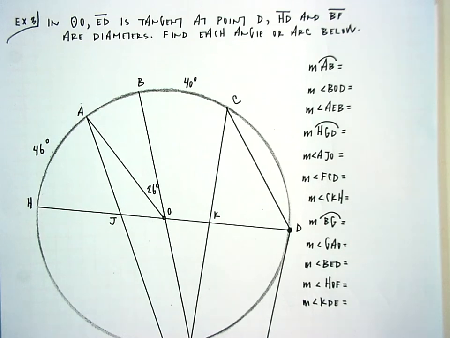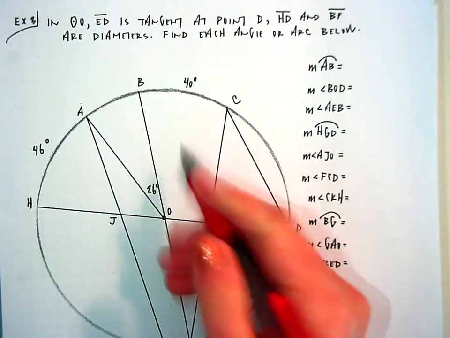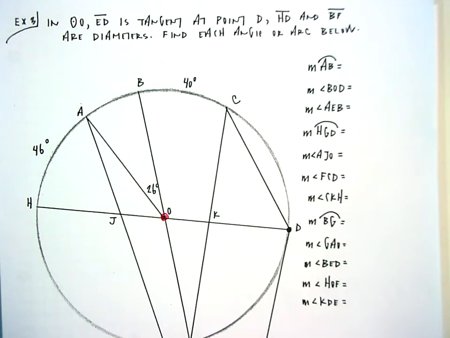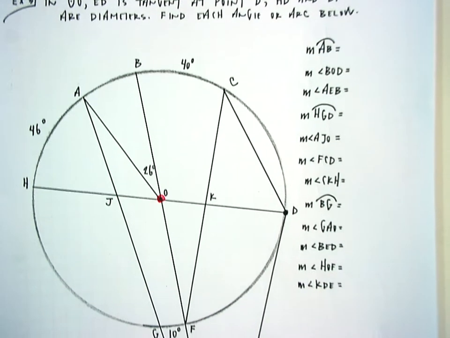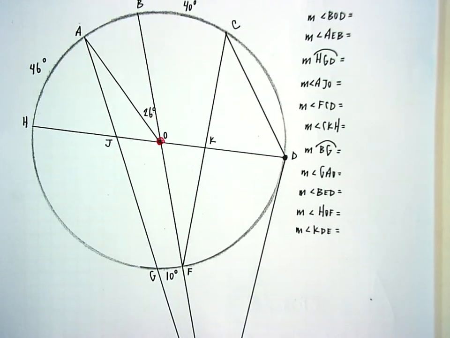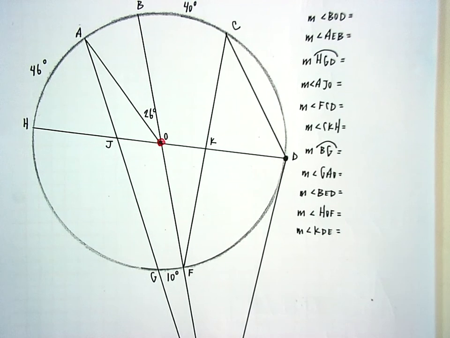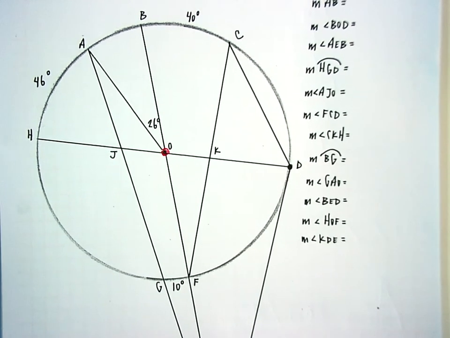And let's get started. Here I'm going to go over it. So here we're calling it circle O. O is the center of our circle. We know that ED is tangent at point D. So we know that that means it's making contact in one location. HD and BF are diameters. So those diameters are going to create semicircles for us. We want to keep that in mind. All right, so let me try to make it so that you can see as much of this as possible.